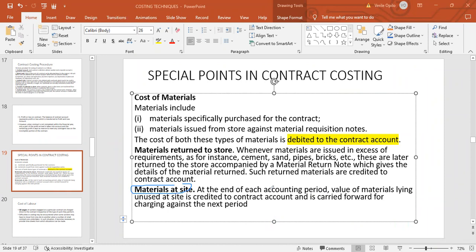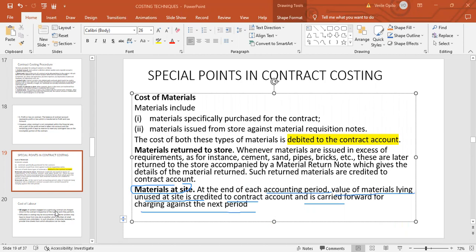So that is why we say that at the end of each accounting period, the value of materials lying unused at site is credited to the contract account and is carried forward for charging against the next period. Those ones are going to be used in the next period, so they will be carried forward through the next period. And we're going to see this practically when we look at an example.